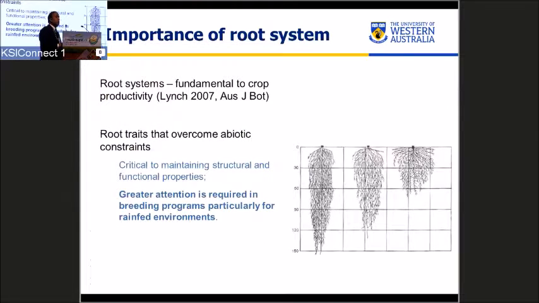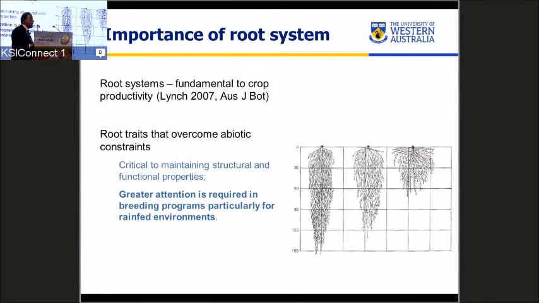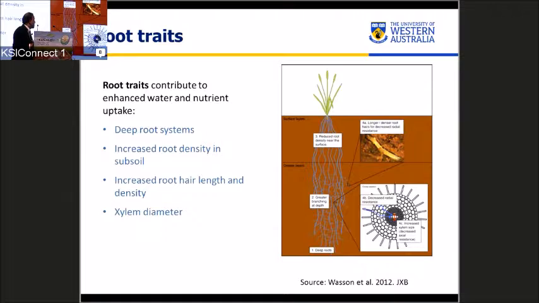I think we heard from the 2 previous speakers the importance of the root system. It's very critical to maintain the structural and functional properties, and greater attention is required below ground. We heard that from day 1 onwards. I'm very happy to see that it's already happening. We also heard the importance of traits: deep root system, though not necessarily universal for every environment; increased root density in subsoil; increased root hair length and density; mucilaginous excretion and root hairs; and the importance of the xylem diameter in relation to conductance.